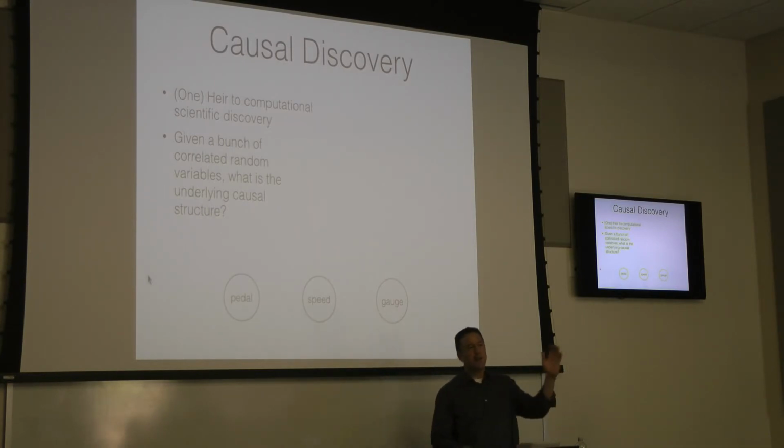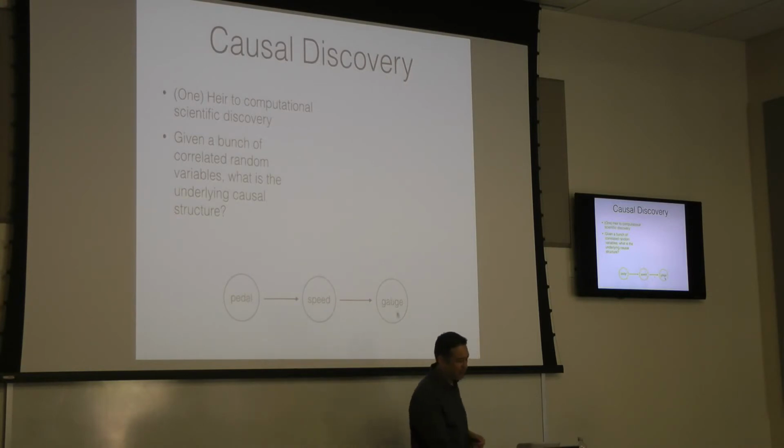For example, you take a bunch of measurements of the angle of depression of a pedal on a car, the speed of the car, and then the reading of the speedometer, and they're all going to be correlated. When one changes, the others change. But from that, how can we figure out the direction of causation? How can we figure out that when you press the pedal, that's what makes the speed go up, which is in turn what changes the gauge? Well, we could intervene in a specific way. We could just change the gauge and notice that it doesn't change the other two, for example.